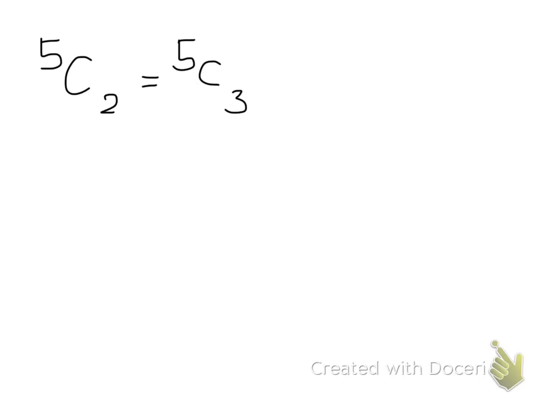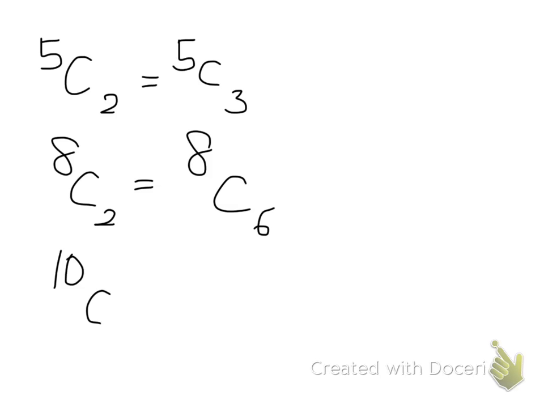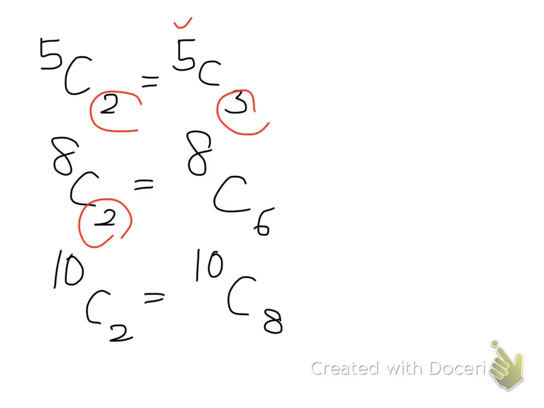If we follow this, 8C2 would be the same as 8C6, and 10C2 is the same as 10C8. What are we seeing here? These two add together to give you this, these two add together to give you this, and these two add together to give you this. Are you alright with that?